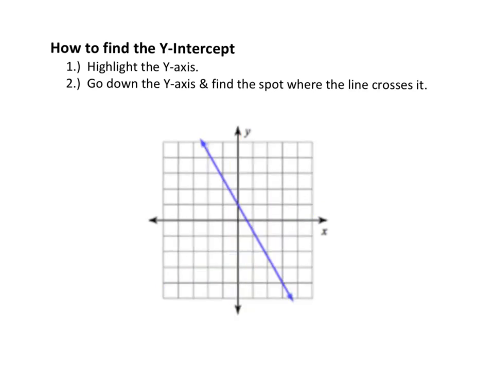So here's our last example. So we're going to highlight the y-axis. Remember, it's up and down. Then we are going to start at the top of the y-axis, and we're going to trace down until we hit that slanted line. So we go down. There we hit the line. We make our point. Now we need to figure out our y-intercept.